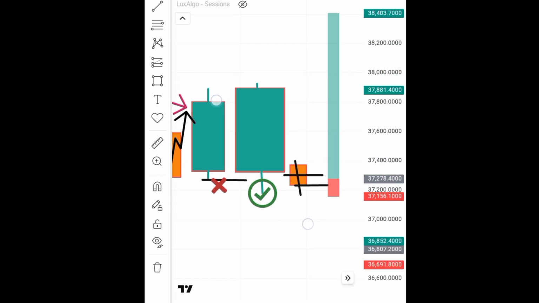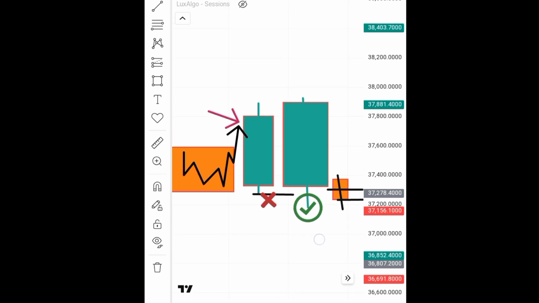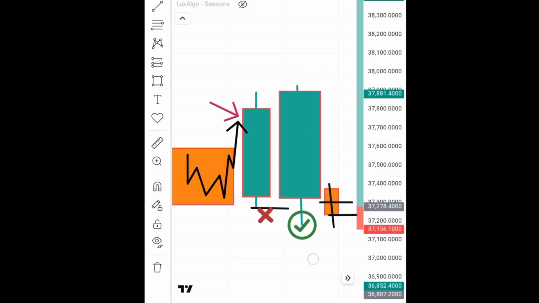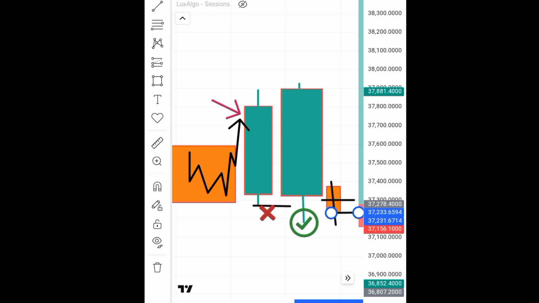This is what you want. So let us try our best to illustrate the sell scenario, because I don't want this video to be too long. Let us try to illustrate the sell setup here.